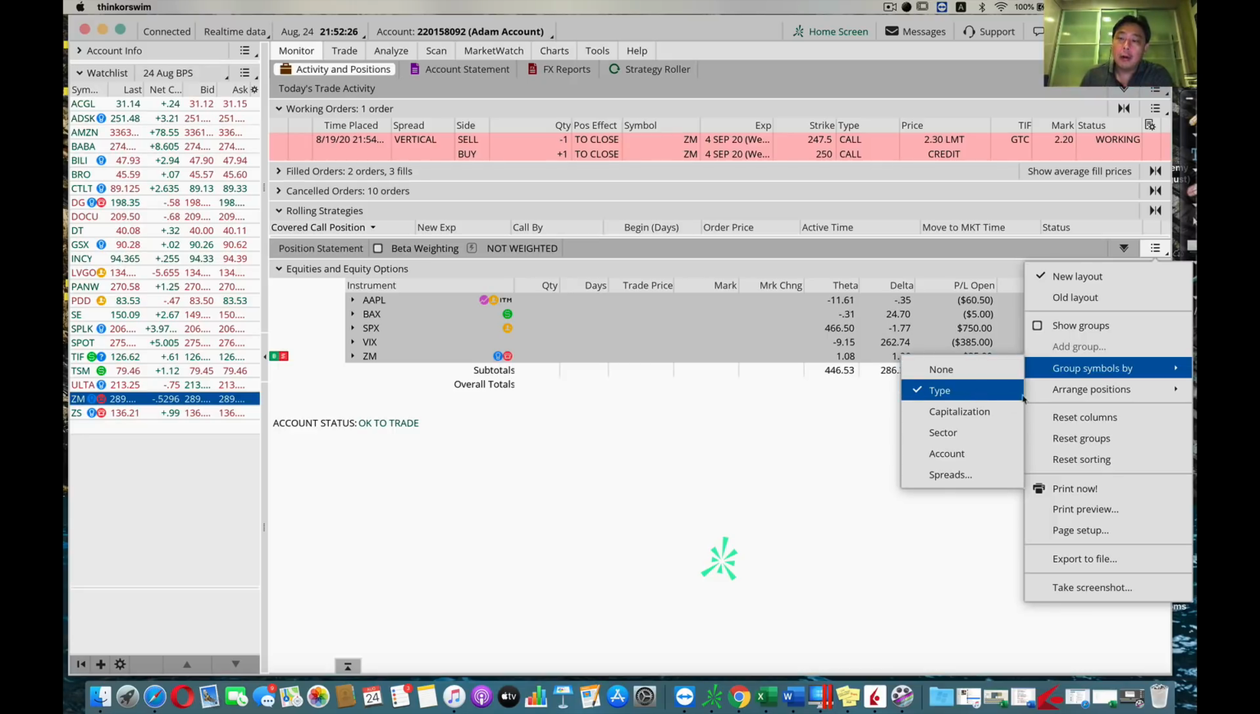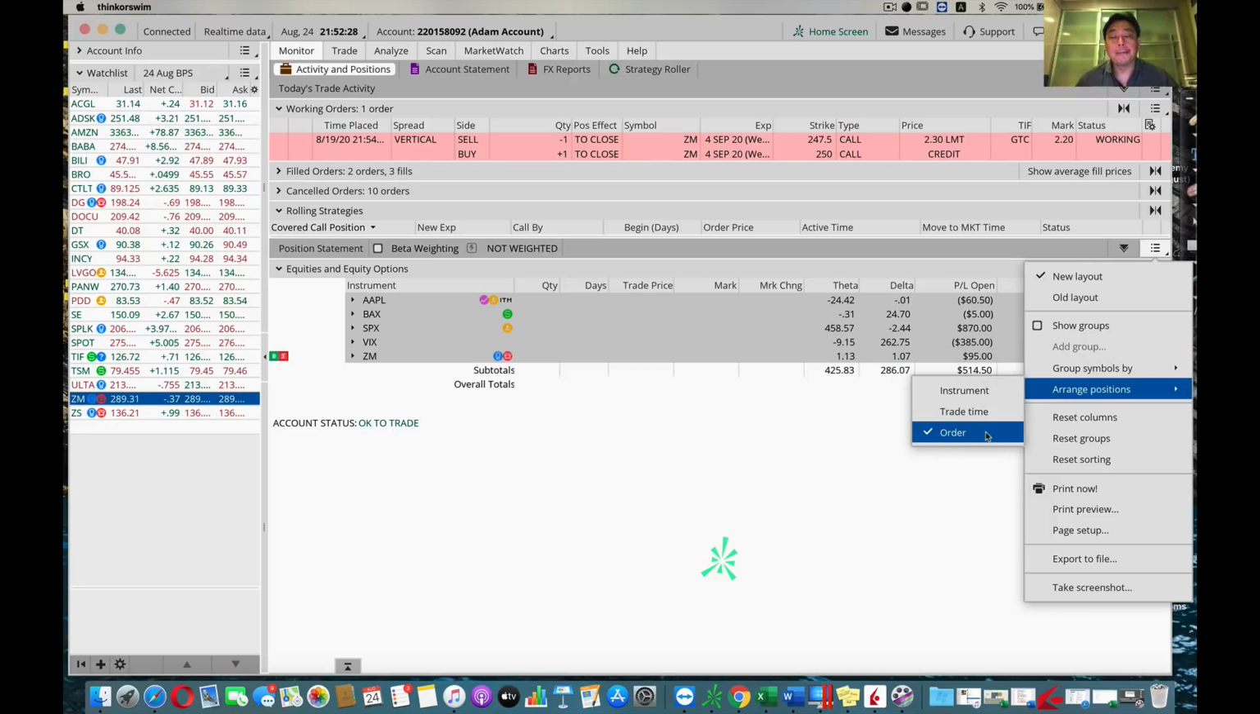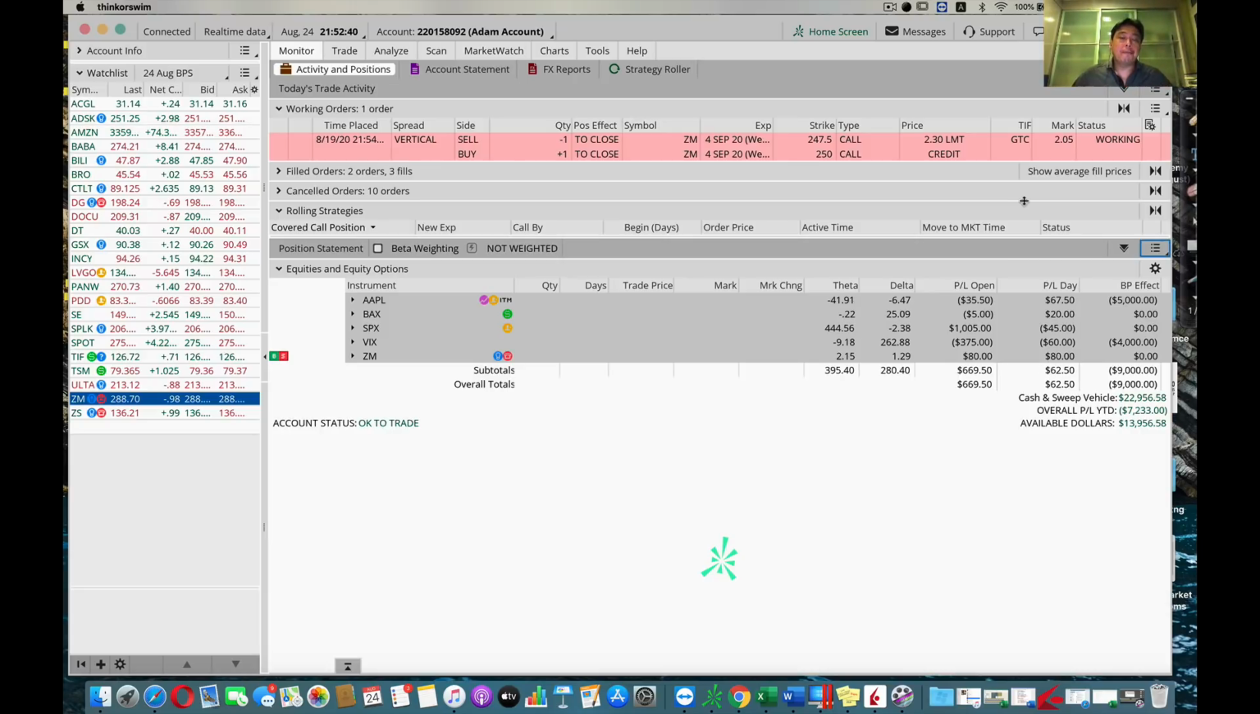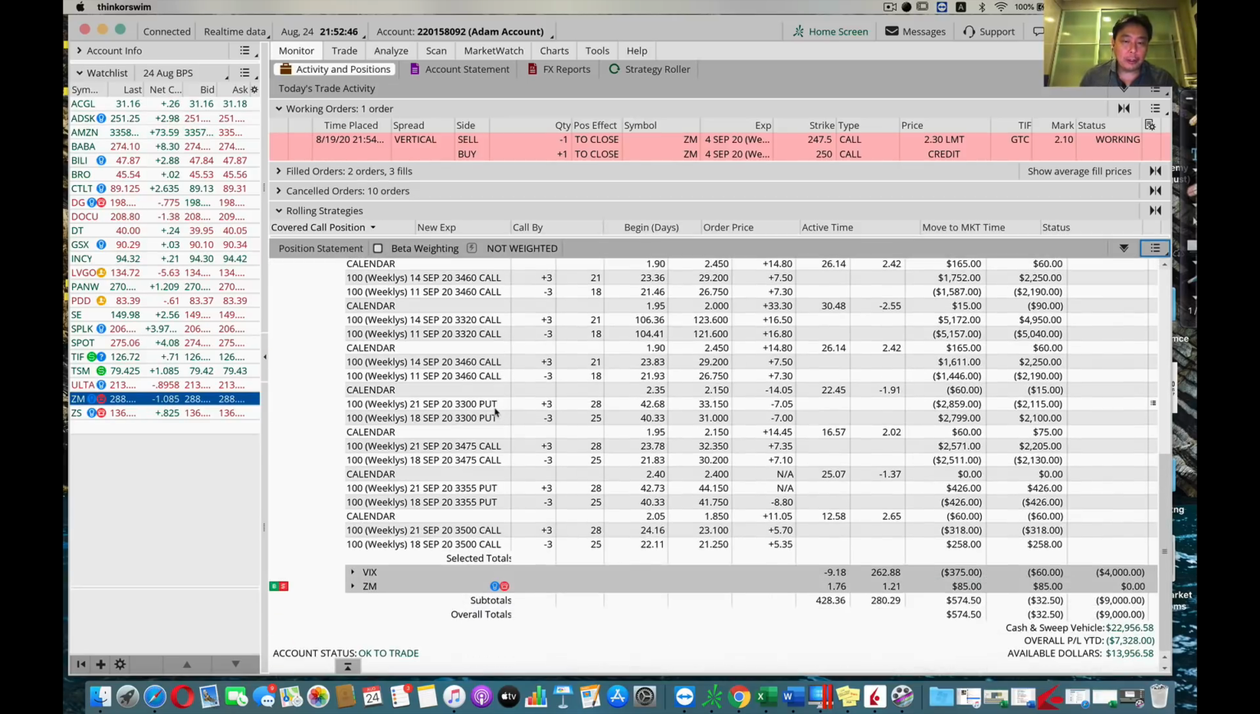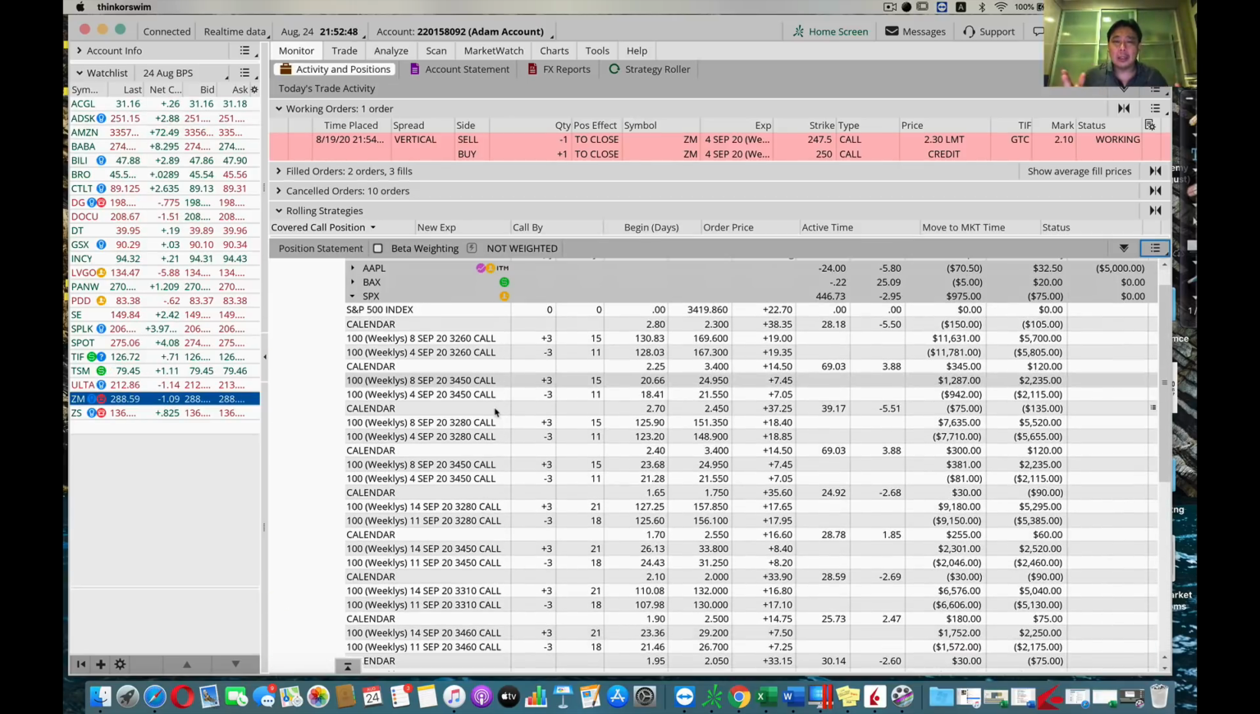Okay, next, arrange positions by order. All right, so the order in which you place the trades, they are arranged in that order. So you want to do that. So that's a little thing to share with you. Now, the other thing that you can do is you can actually create groups. Okay, so for example, notice that in my SPX, notice I've got so many trades that it can be very messy.